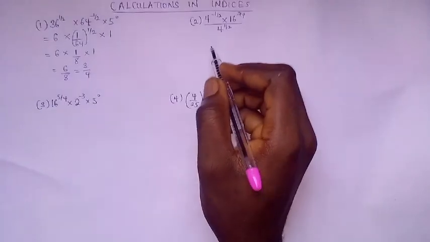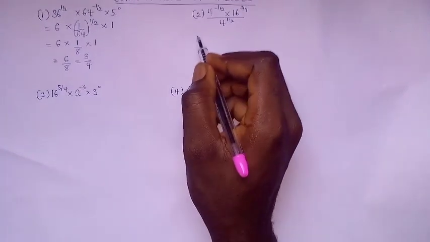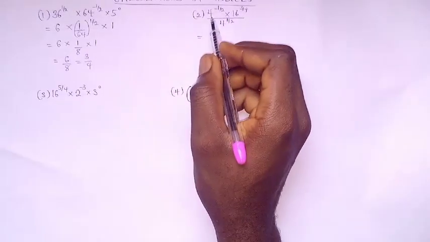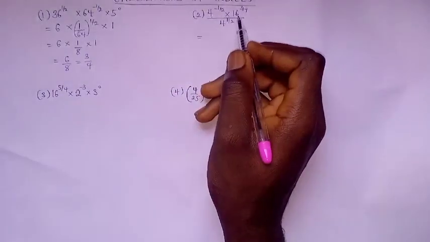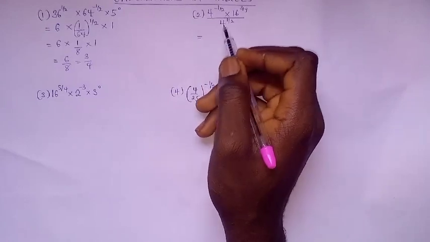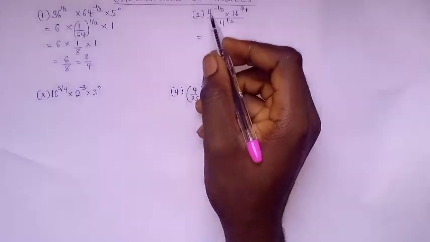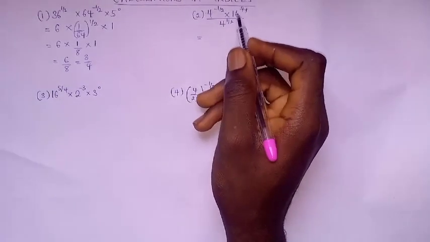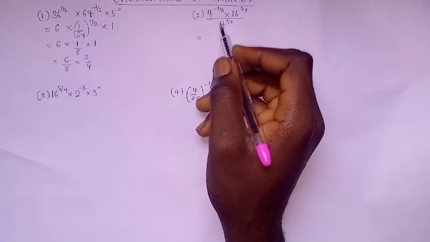Going over to the second question, we have 4 to the power of negative 1 over 2 times 16 to the power of 3 over 4, over 4 to the power of 1 over 2. I can break down these three terms so that they will have a common base, which is 2.